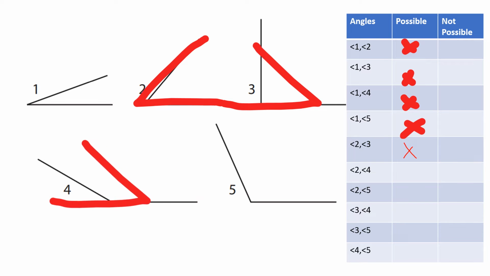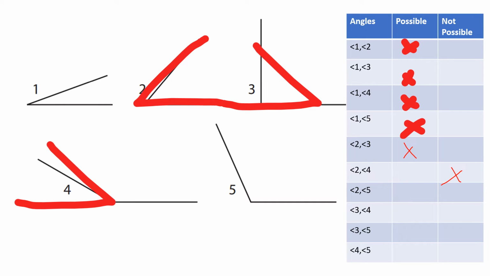Angle 4, we slide that over. Ooh, this one doesn't. As you can see, it never closes the triangle, so that one's actually a no. And then angle 2 with angle 5, slide it over. It does make a triangle.